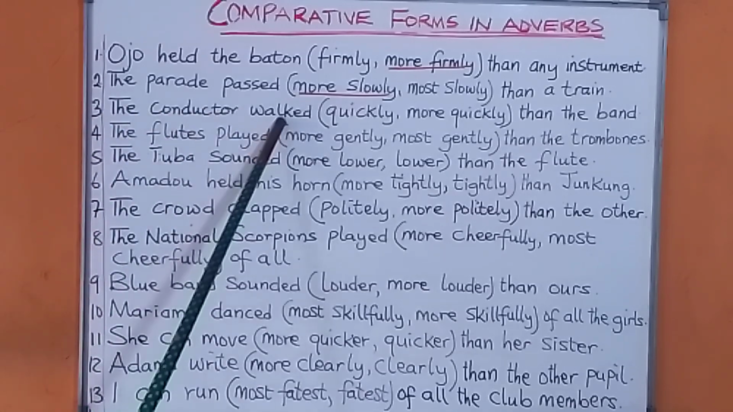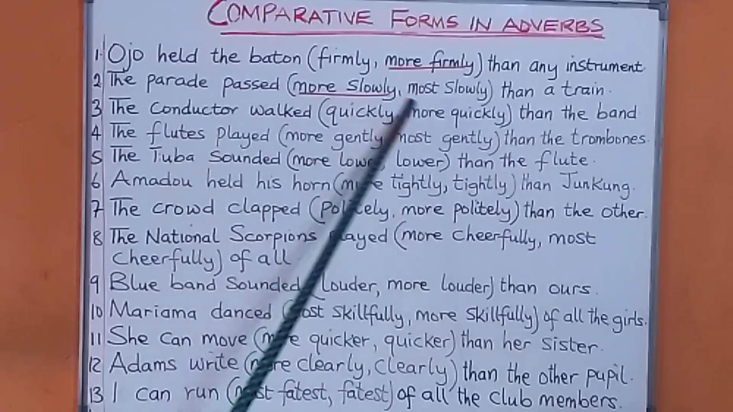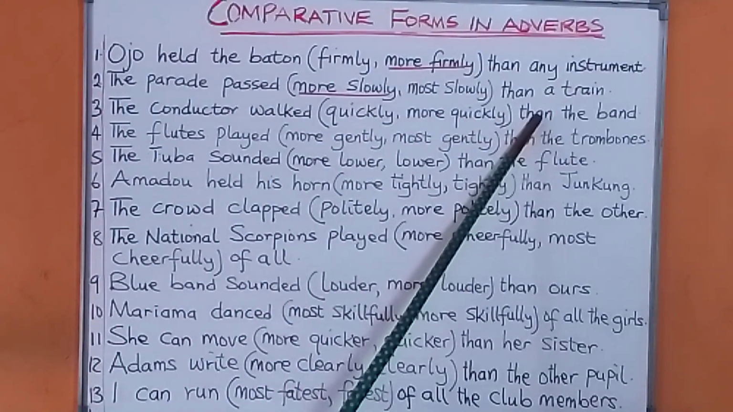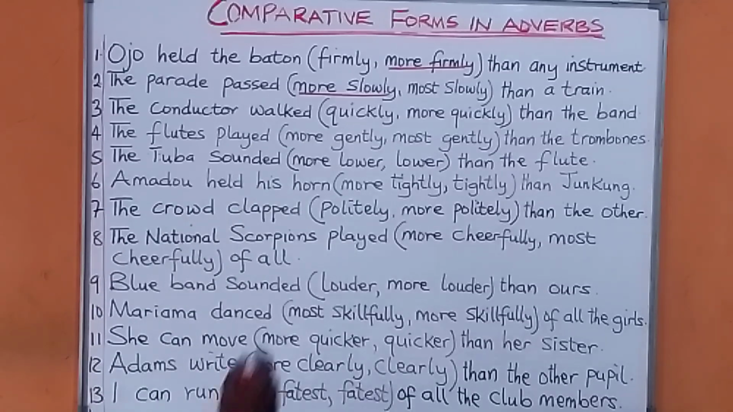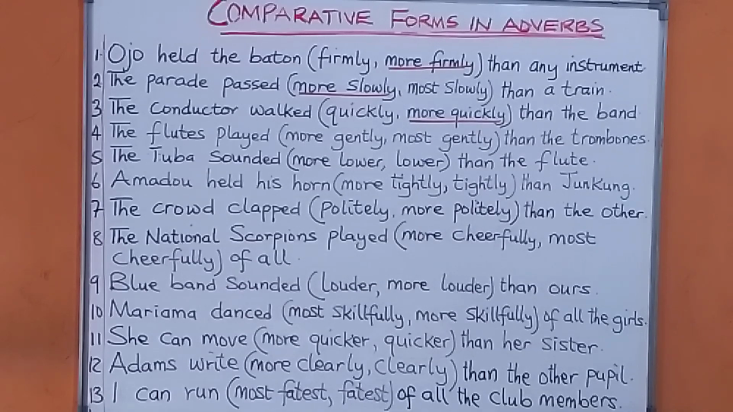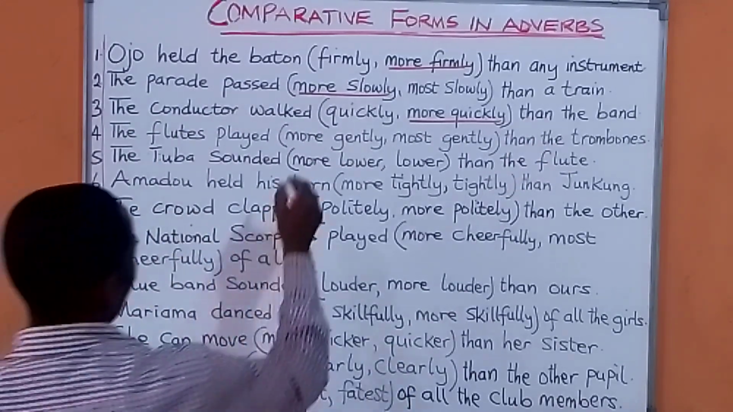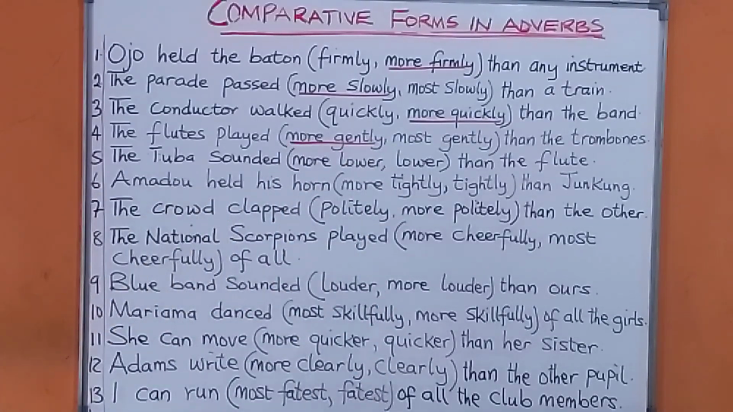Number 3. The conductor walked more quickly than the band. Remember this than. So you are going to go to comparative. So we have more quickly than the band. Look at number 4. The flute played more gently than the trombones. What are you going to put there? Remember, you have the word than. So you go for comparative. More gently than the trombones.